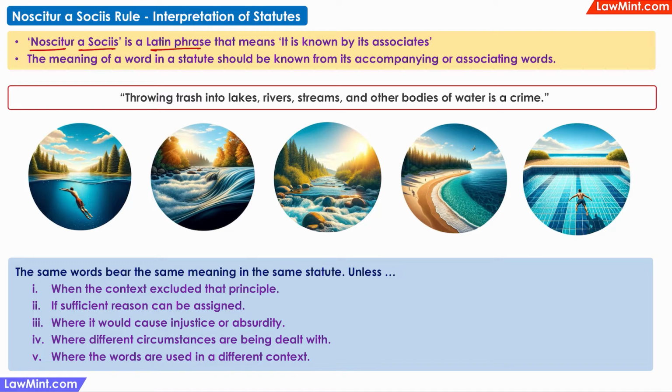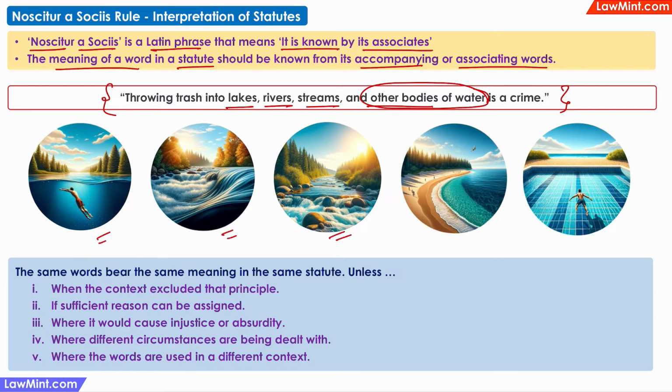Noscitur e Sociis is a Latin phrase that means it is known by its associates. This rule says that while interpreting a statute, the meaning of a word in that statute should be known from its accompanying or associating words. For example, if the law says that throwing trash into lakes, rivers, streams and other bodies of water is a crime, and there is a need to precisely decide the meaning of this other bodies of water, that is where the Noscitur e Sociis rule can be used.